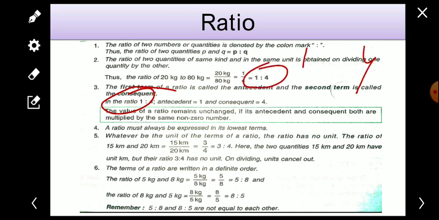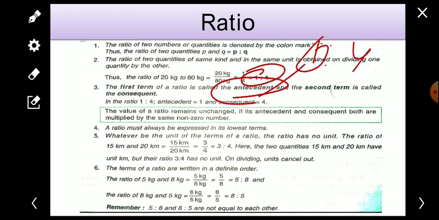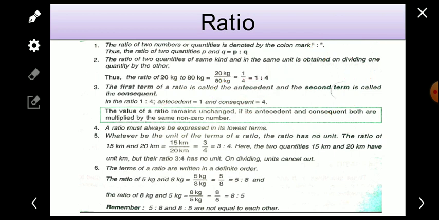So the first term is known as what? Antecedent. It means here in the ratio 1:4, 1 is the antecedent and 4 is the consequent. Got it? So we have understood the names of the first term and the second term. The first term is known as antecedent and the second one consequent. So here it is already written that in the ratio 1:4, the antecedent is 1 and the consequent is 4.